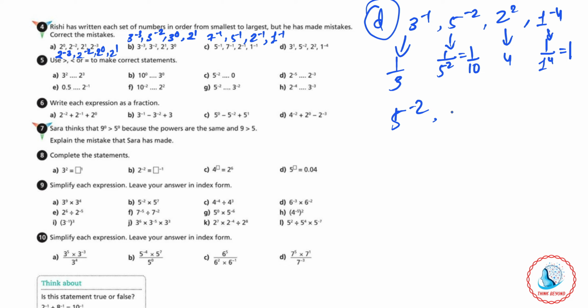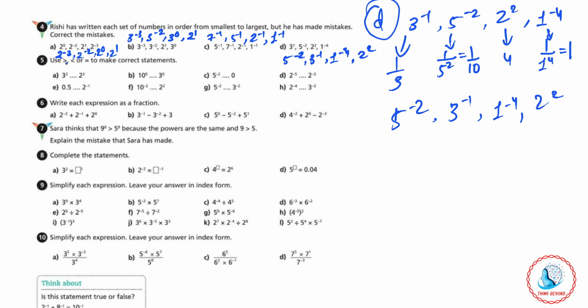Then 1 over 3, which is 3 raised to power minus 1. Then what comes? 1 raised to power minus 4. Then 2 raised to power 2. So the answer is 5 raised to power minus 2, 3 raised to power minus 1, then 1 raised to power minus 4, then 2 raised to power 2. We are done with question number 4. Now let's come to question number 5.